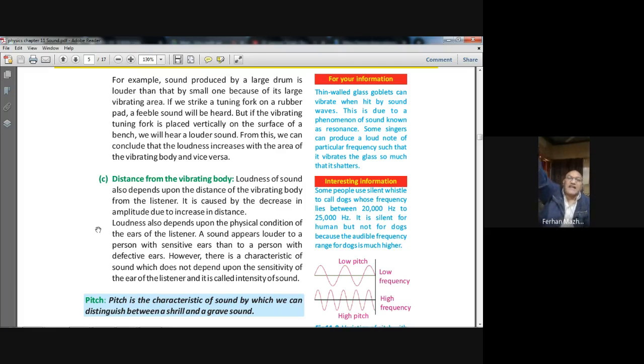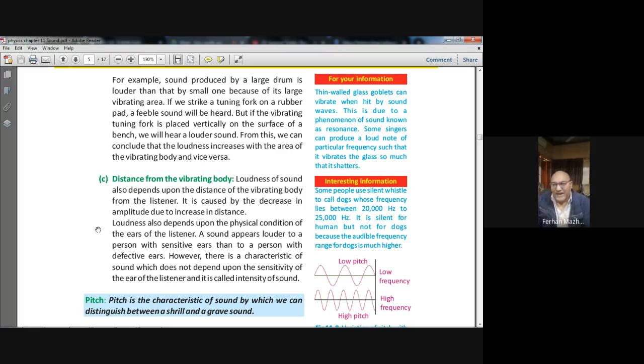And if you are standing like 30 meters away and I am talking in my full loudness, the sound which you will receive will not be that loud. So this is also a very important factor, the distance from the vibrating body. If the distance from the vibrating body is smaller, the sound heard will be louder. And if the distance between the vibrating body, I mean the source of the sound, and the listener is larger, the sound heard will be fainter.